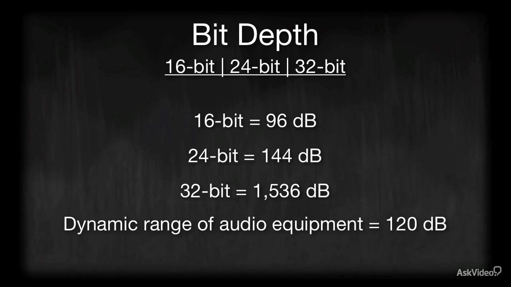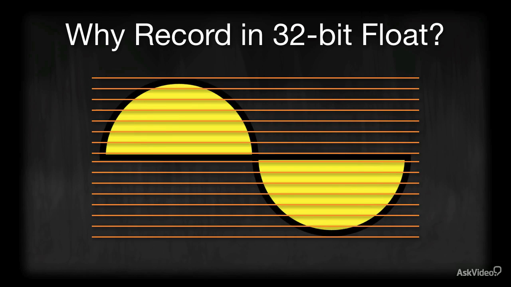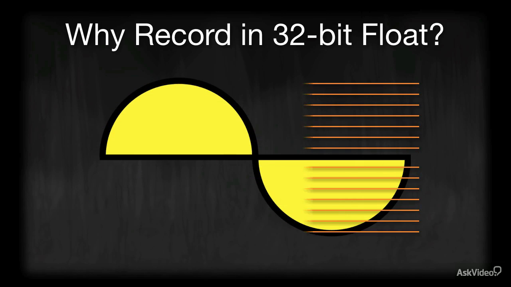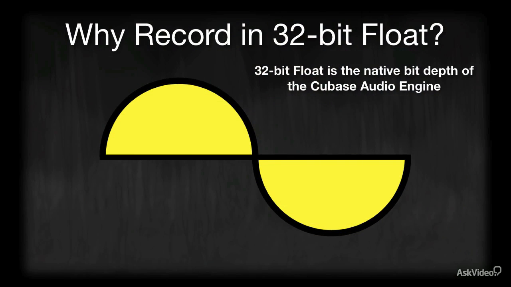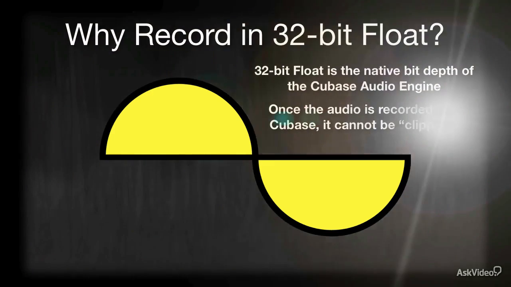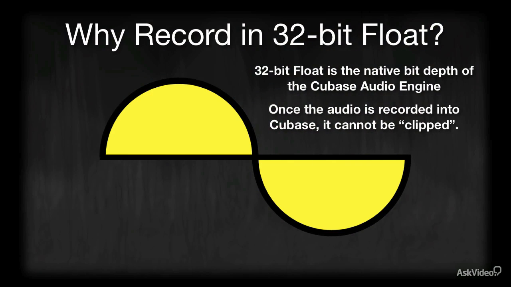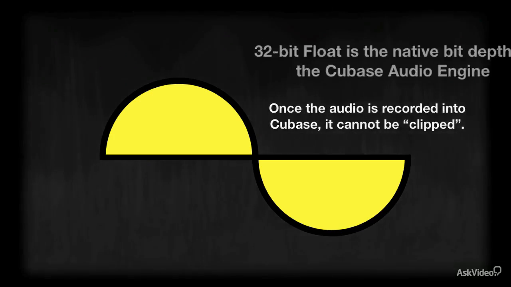But I'm going to recommend that you record all of your Cubase projects in 32-bit float, also known as 32-bit floating point bit depths. And that's because 32-bit float is the native bit depth of the Cubase audio engine. And the primary advantage of that is once the audio has been recorded into Cubase, 32-bit floating point makes it impossible to ever clip that audio level. And that's really important because it gets really easy to push a lot of level throughout Cubase.